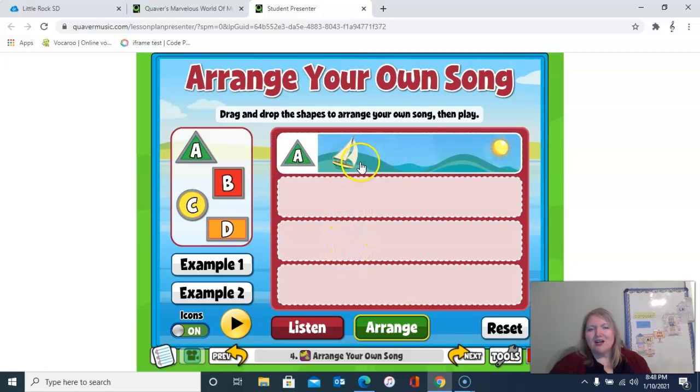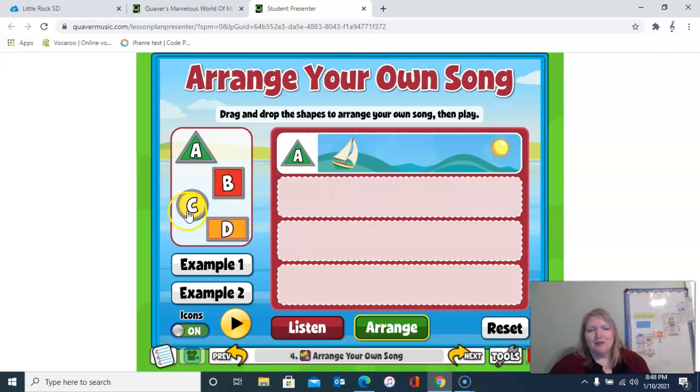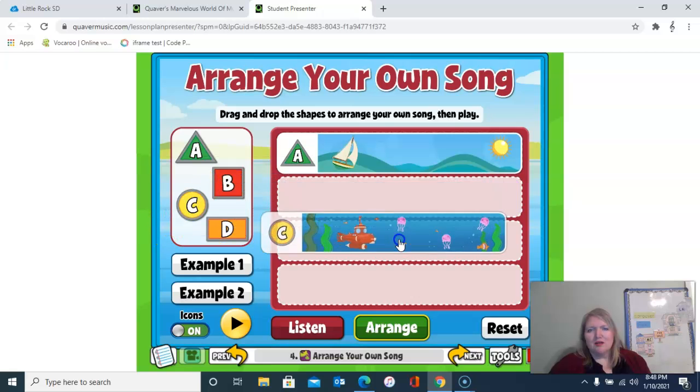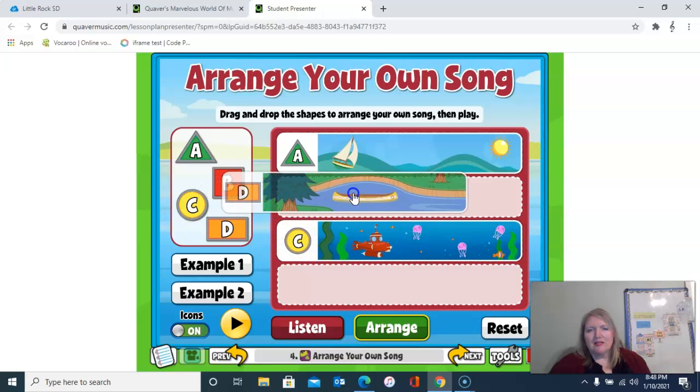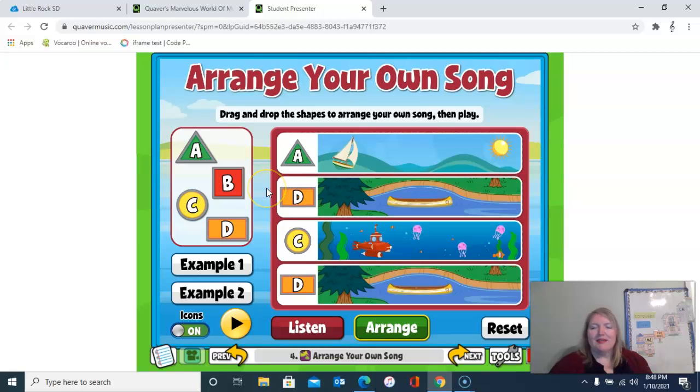So I really like the sailboat song. And I like, let's see, which one is this? That's the tugboat. I don't know if I wanted the tugboat. Oh yeah, I liked that one. Let's put the canoe here. This is what I want you to do. I want you to look through them, and then you're going to listen to it right here. So you're going to push the play button.